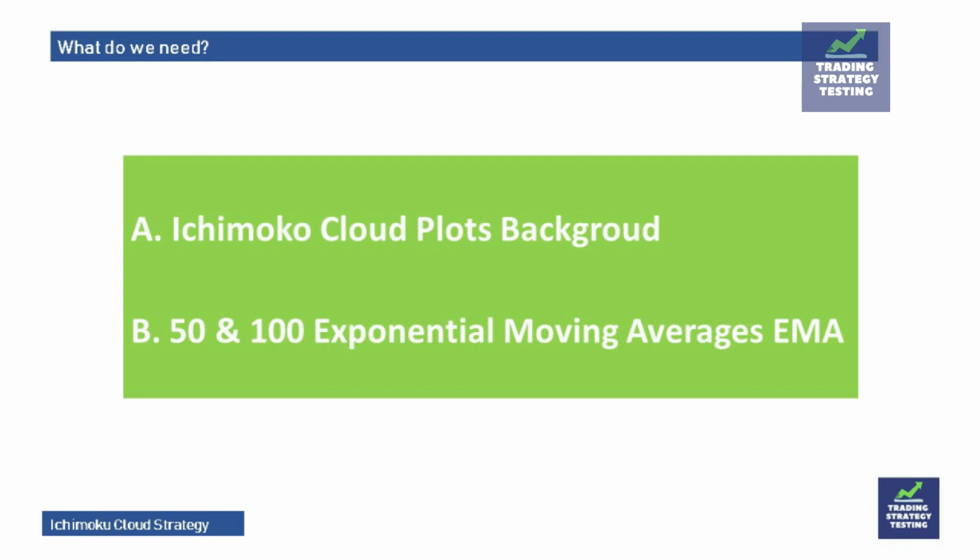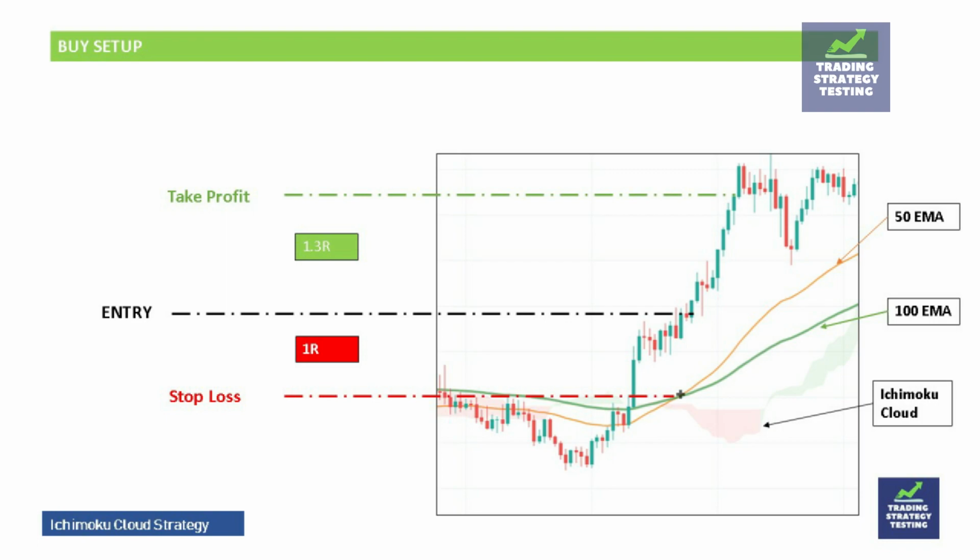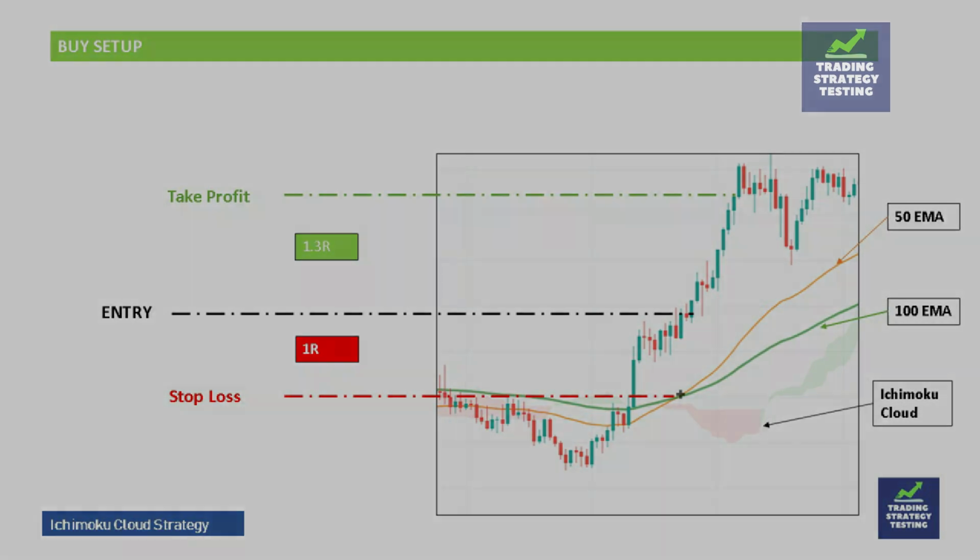Let's discuss the trading rules. The strategy relies on 2 elements, the plot background of the Ichimoku cloud and the 2 exponential moving averages, 50 and 100 periods. We will buy when the 50 EMA crosses above the 100 EMA, provided that the price is above the Ichimoku cloud, and the entry point will be the top of the following candle.